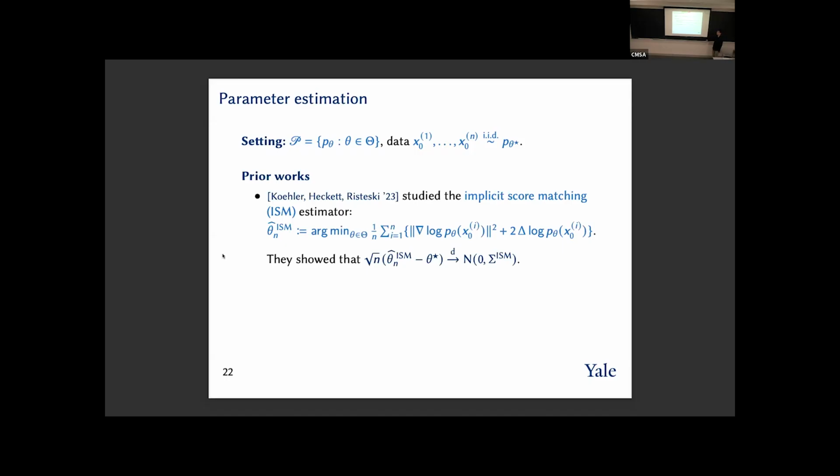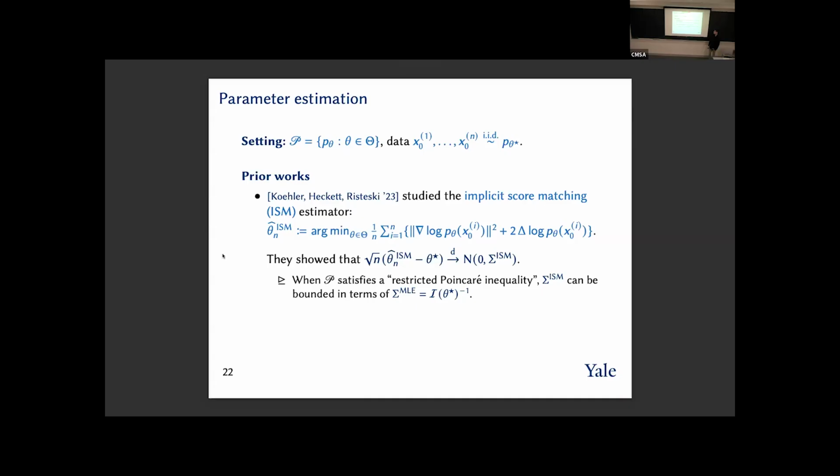models. A previous paper by Frederik Koehler and Andrej Risteski studied this implicit score matching estimator, which is a different variant of score matching. You minimize some other empirical objective, and they showed this variant produces an estimator which is asymptotically normal with some limiting covariance matrix, which I'll call sigma ISM.